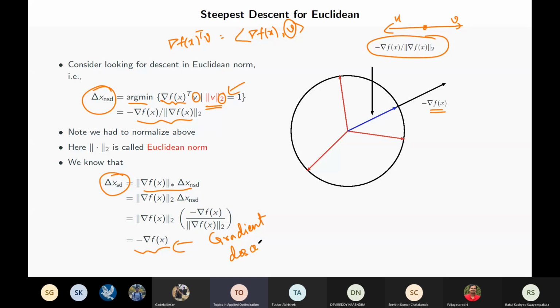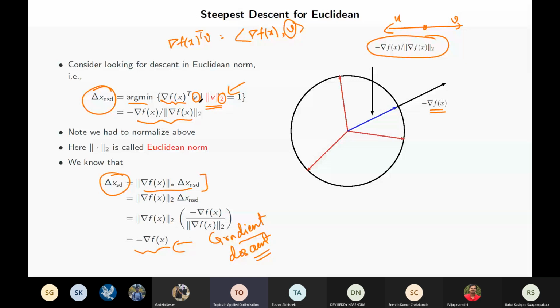Gradient descent. So gradient descent is nothing but steepest descent in the 2 norm. This is left as an exercise. You can see the proof in Boyd also. This is how we derive gradient descent: gradient descent is the steepest descent in the 2 norm.